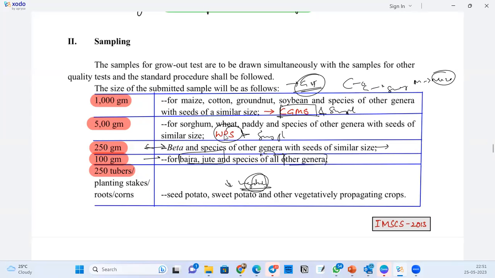For all the vegetative propagated crops, it is just 250 tubers or planting stalks or roots or combs, so that you can easily remember. So the problem can lie only in the 1500 grams. Just remember it as CGMS and WPS. Yes, it might create some confusion, but just try to remember soybean for the first place, so that this S will always be sorghum. So this is a simple way of how you can remember this particular table.